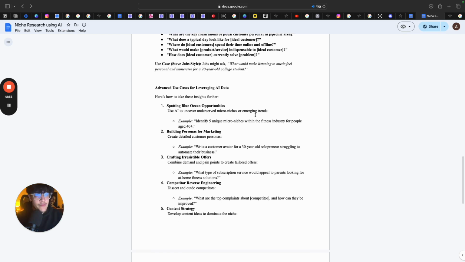Obviously don't do this for the fitness industry, do this for people in your niche. By micro niches I mean, you know, people aged 40 plus in the fitness industry. That's extremely niched down. Number 2, building personas for marketing. Create detailed customer personas. So for example, write a customer avatar for a 30-year-old solopreneur struggling to automate their business.